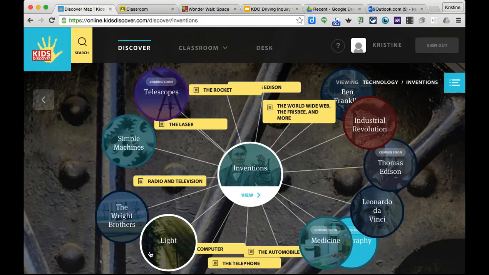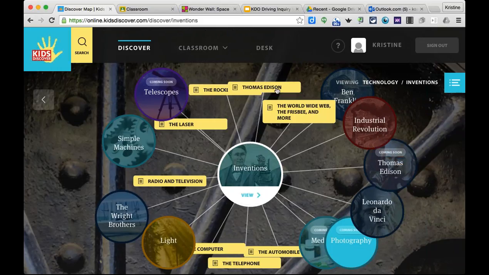Over here on the bottom left, we see light. Light is in the golden color, and that represents physical science. So what's really neat is that the students can click on these ideas and see how they're related. And you can see how there's a bridge between science and social studies, and there's connections across disciplines.